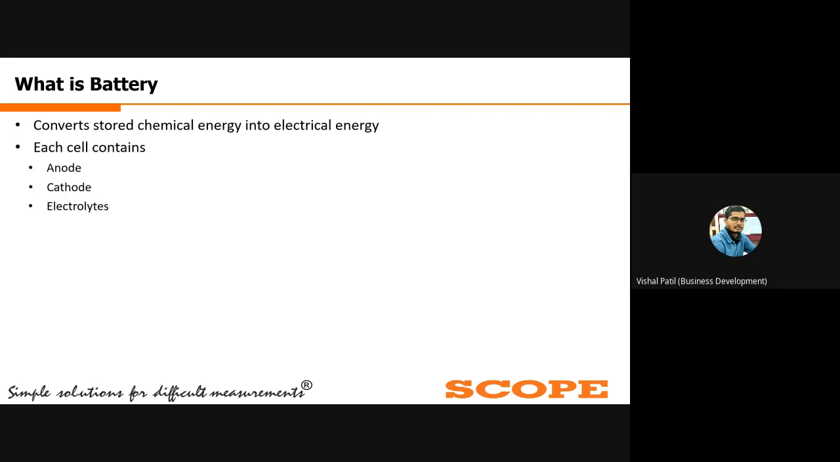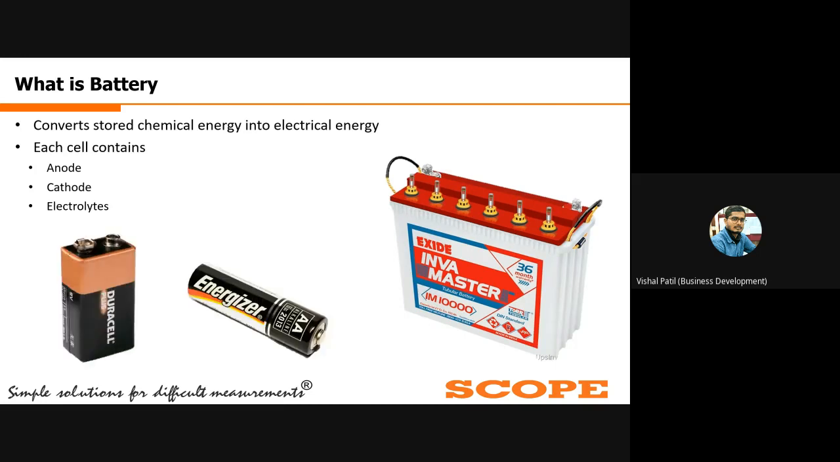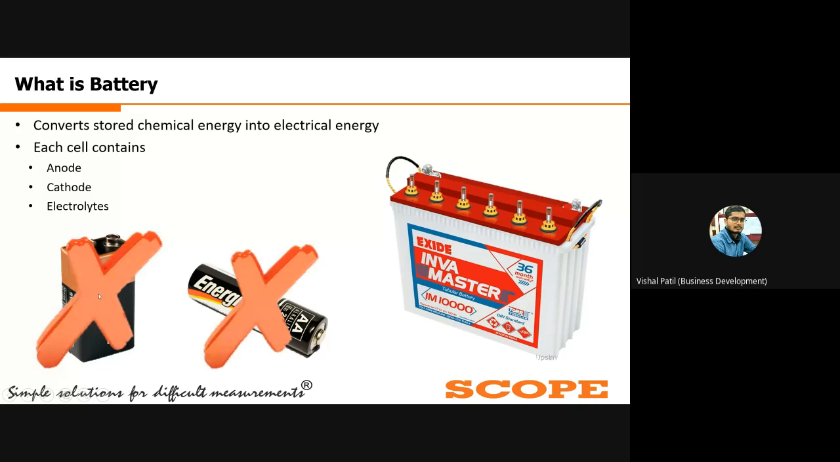Generally, a battery bank consists of a number of cells, and each cell contains an anode, cathode, and electrolytes. Now you can see there are three pictures. In this picture you can see the battery bank, and the other two pictures are battery cells. So you cannot call these two individual cells a battery bank. A battery bank consists of a number of cells connected in series and parallel to get the desired voltage and capacity of the battery bank. So this is called a battery bank.